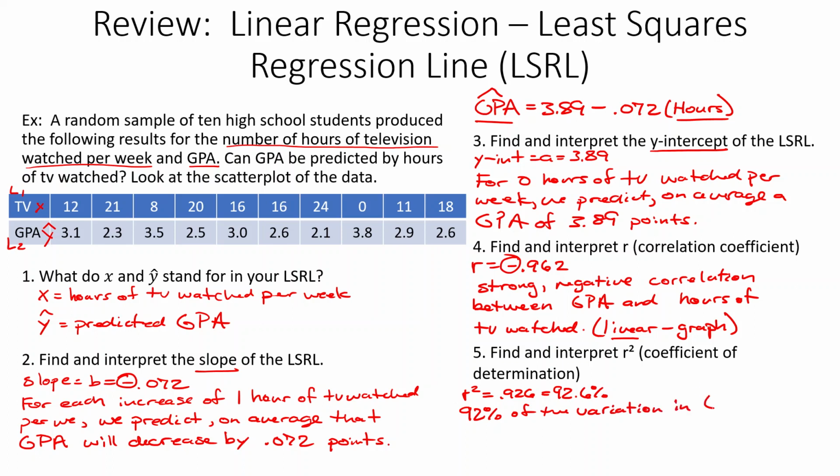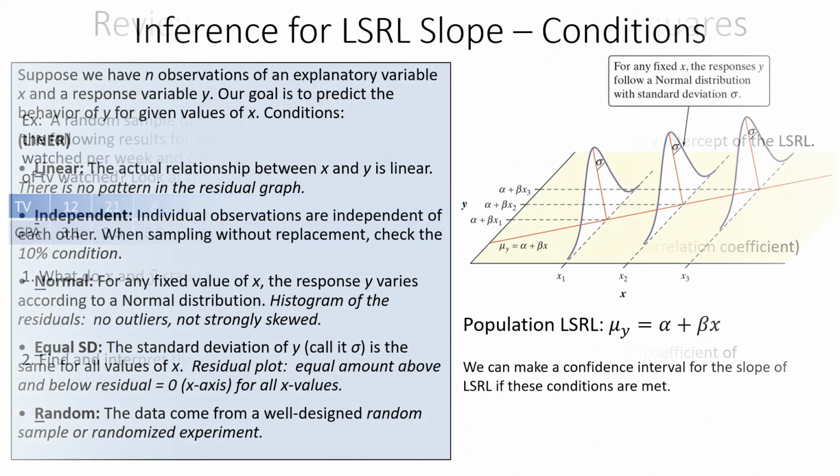in whatever our y is, so GPA, we always do it with context, can be explained by, we can either say change in hours or just hours of TV watched. Whatever our X stands for. And there we go. All right, so it's always talking about the variation there. The percent of the variation in Y can be explained by X. All right, so there's our review of linear regression. Whew, lots of stuff there.